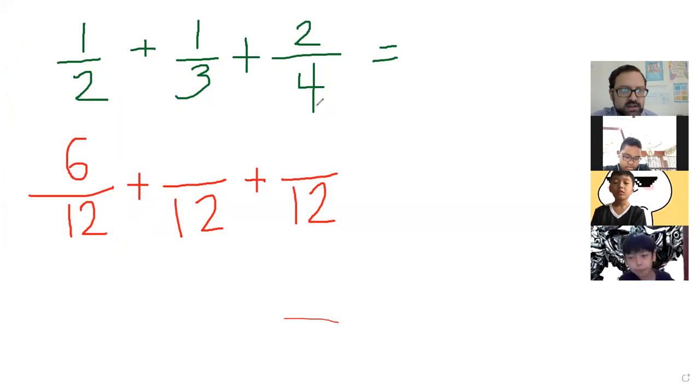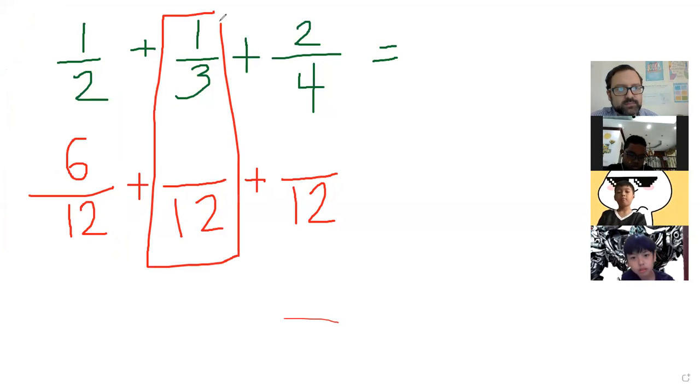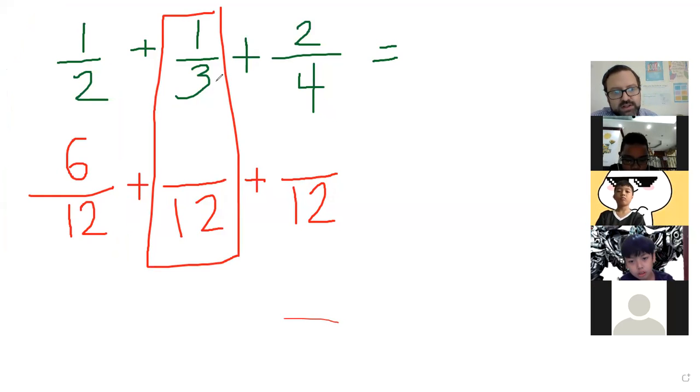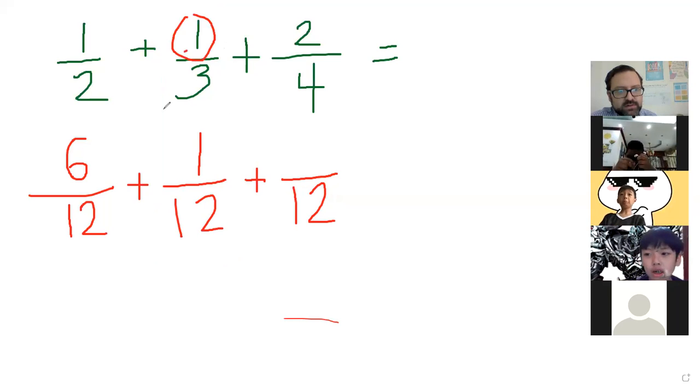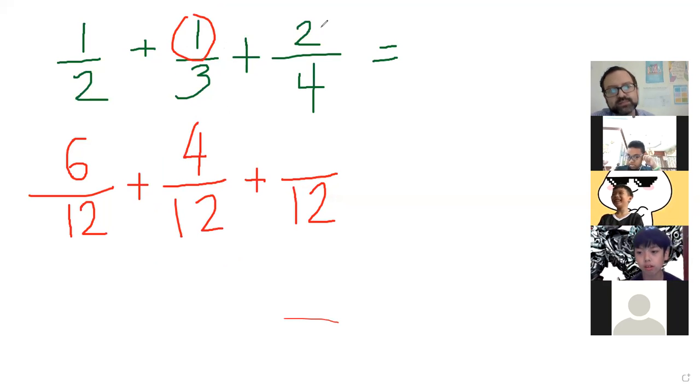Let's see, Hannah. Let's change 1/3 into 12s. 3 times what is 12? 3 times 4. Okay, so what number goes on top here? 9. We want to do 1 times 4. We're just multiplying both numbers by the same thing, okay?